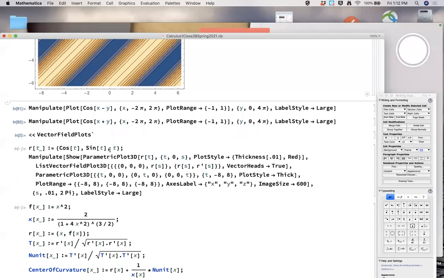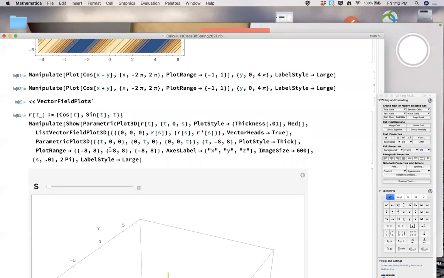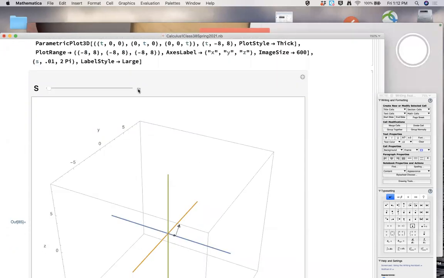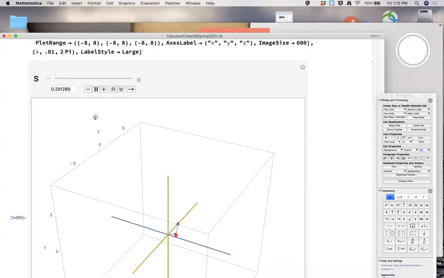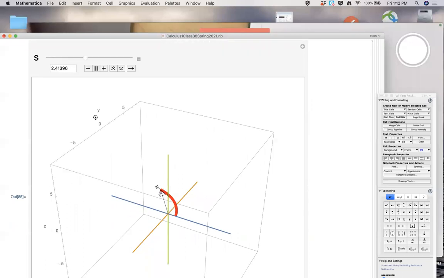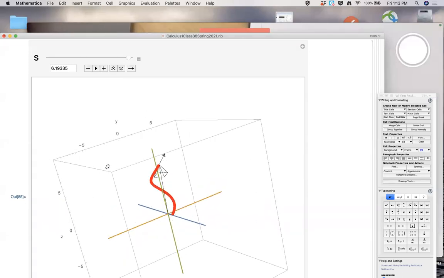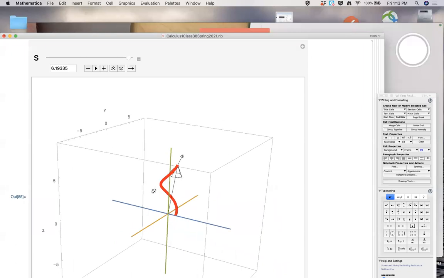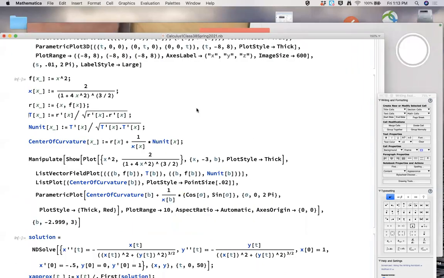You can graph parametric curves in 3 dimensions. Here's a 3-dimensional parametric curve. It's a spiral, and you can graph, like you see there, a position vector and a velocity vector. I can stop this and look at it. Move this around. I see it spiraling upward as time goes by. So you can model 3-dimensional motion that way.